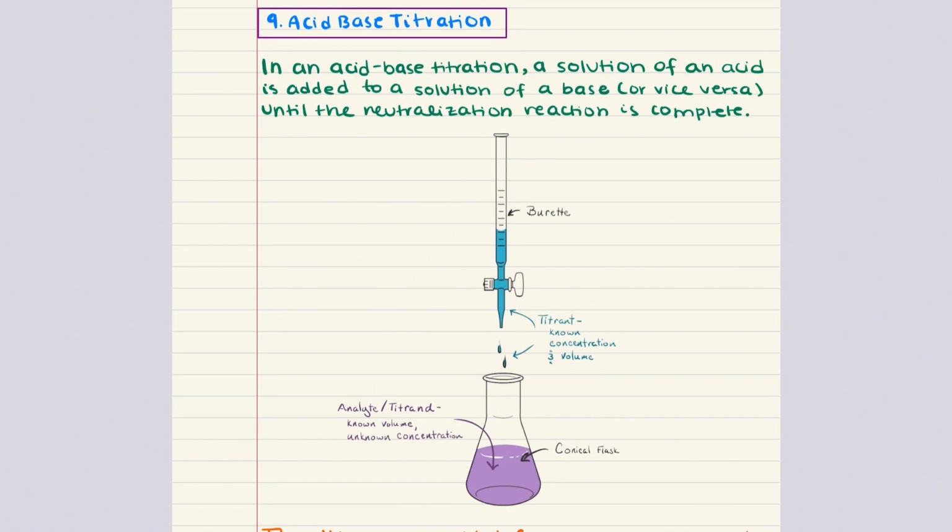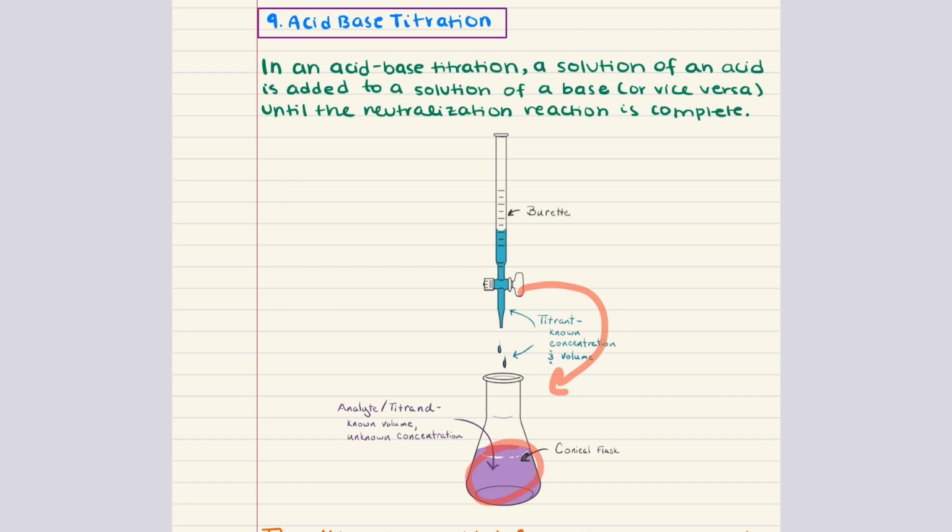Again, we can talk about solution stoichiometry beyond just precipitation reactions. So here, we're going to focus on acid-base reactions, acid-base titrations to be specific. Now, we know that stoichiometry is based on the relative number of moles of reactants and products. In acid-base titrations, a solution of an acid is added to a solution of a base until that neutralization reaction is complete.